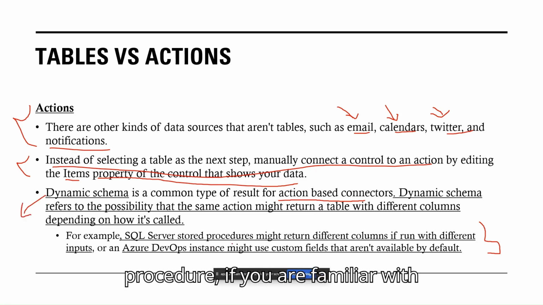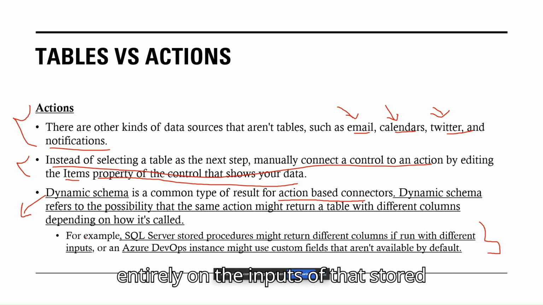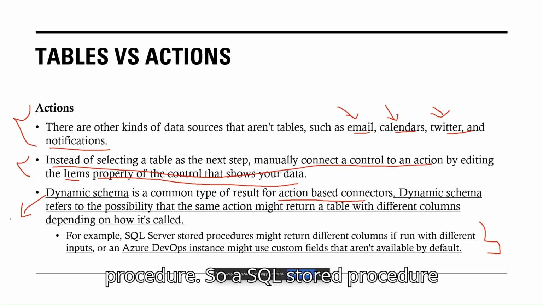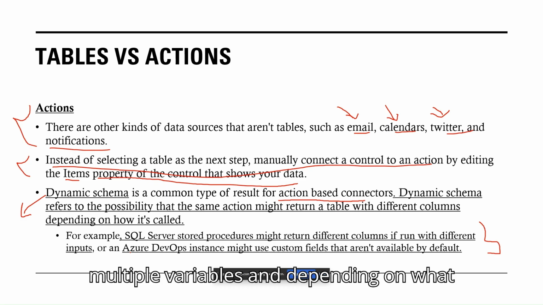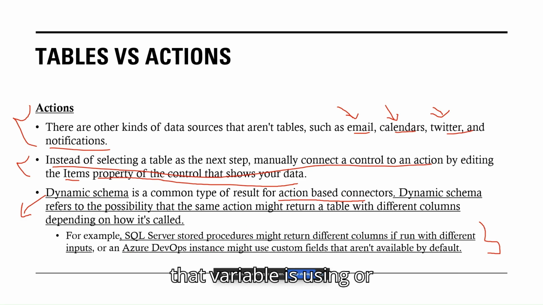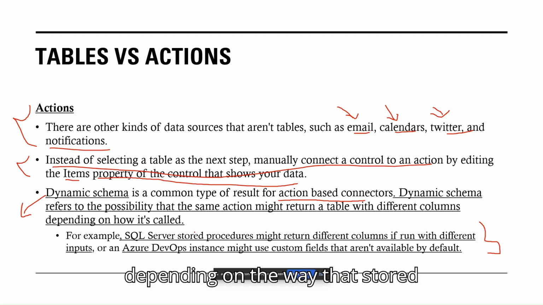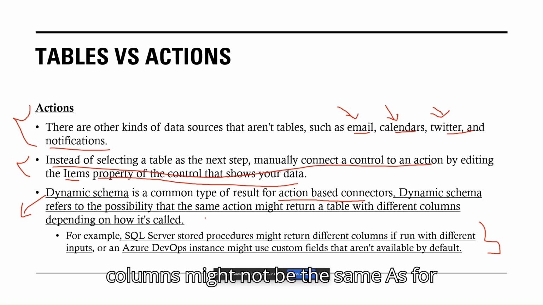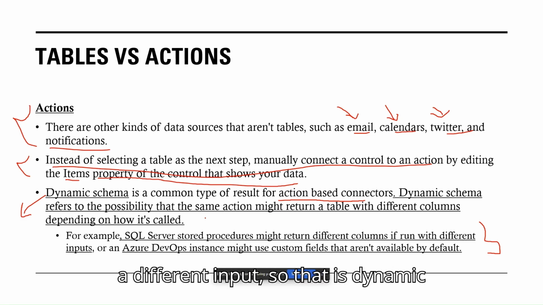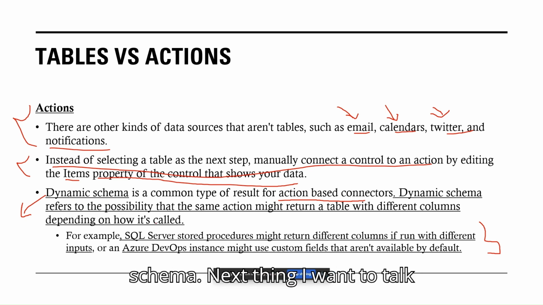For example, in a stored procedure, if you're familiar with stored procedures, you can make it give out a result which depends entirely on the inputs of that stored procedure. A SQL stored procedure will take in multiple variables, and depending on the way that stored procedure is written, it will take the variables and decide what it should output. And that output's columns might not be the same as for a different input. So that is dynamic schema.